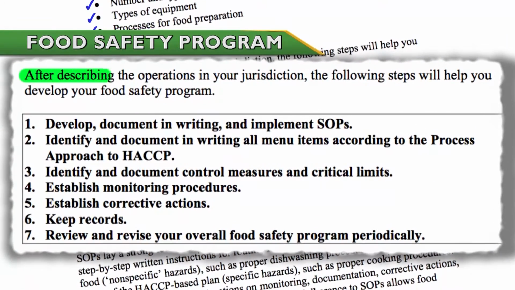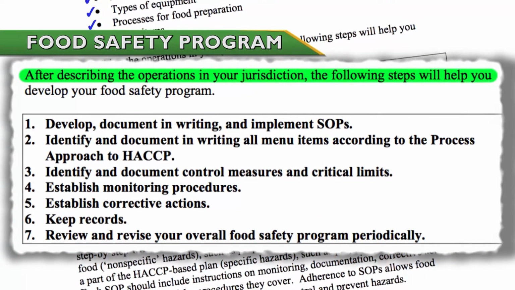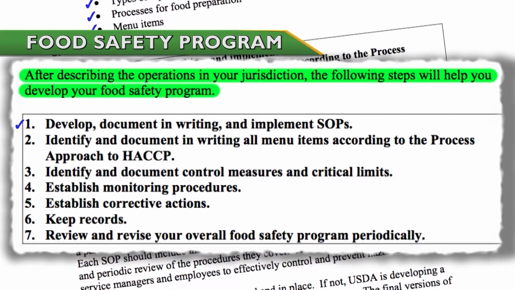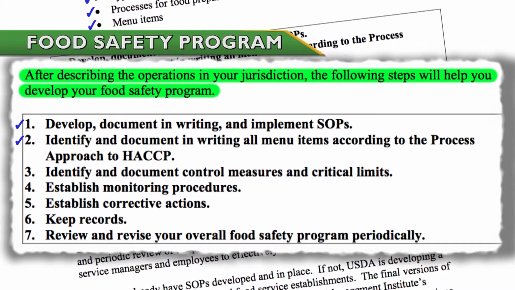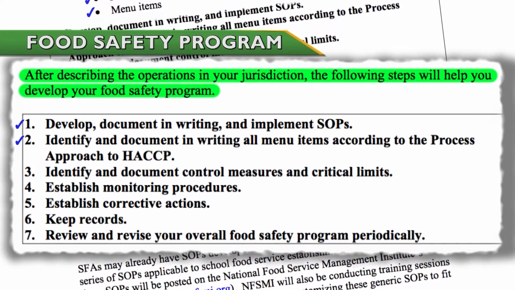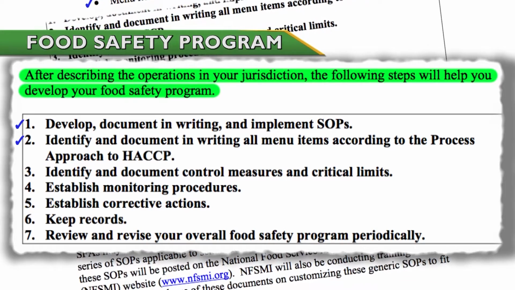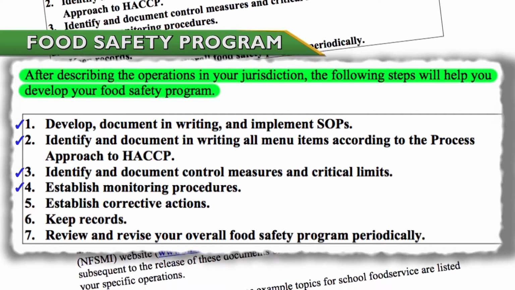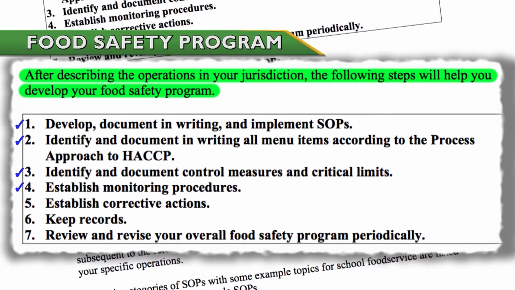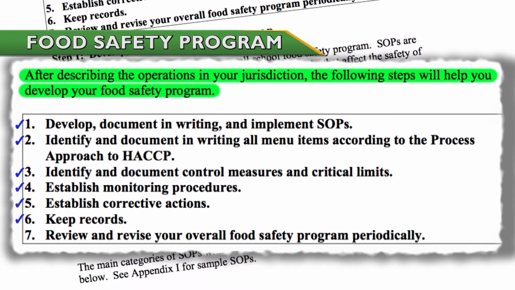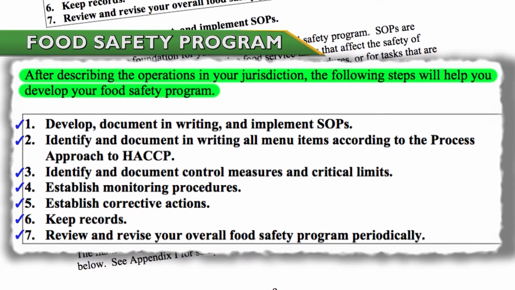After describing the operations in your jurisdiction, the following steps will help you develop your food safety plan. Step 1. Develop, document in writing, and implement standard operating procedures. Step 2. Identify and document in writing all menu items, according to the process approach to hazard analysis critical control point. Step 3. Identify and document control measures and critical limits. Step 4. Establish monitoring procedures. Step 5. Establish corrective actions. Step 6. Keep records. Step 7. Review and revise your overall food safety program periodically.